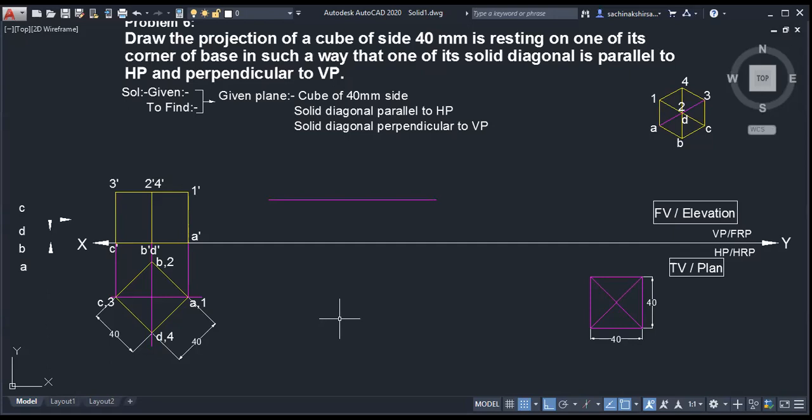A dash should remain on XY line and C dash 1 dash should become parallel to XY. It is not possible. Yes, sir. Yes. It is possible. Yes, it is possible. हे possible आहे. How?